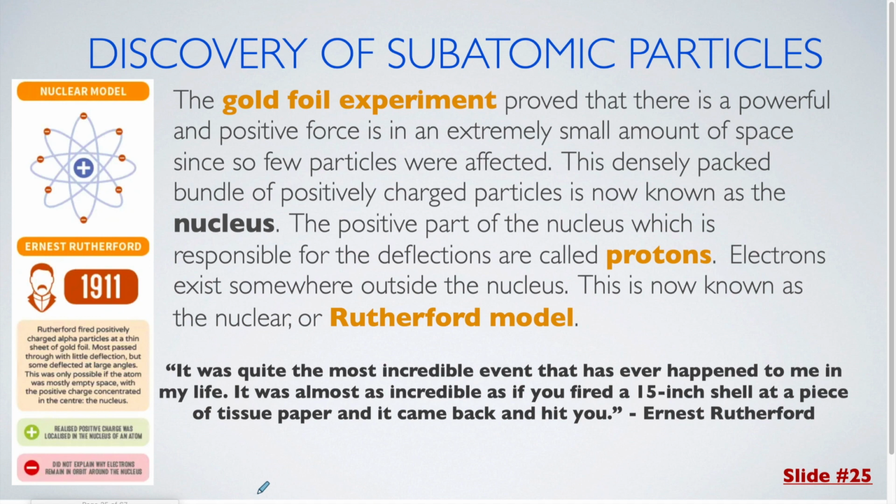So whereas in the J.J. Thomson plum pudding model, the positive charge was spread evenly throughout the entire atom, we now know that all of that positive charge is in a very tiny space in the very center of the atom, known as the nucleus.